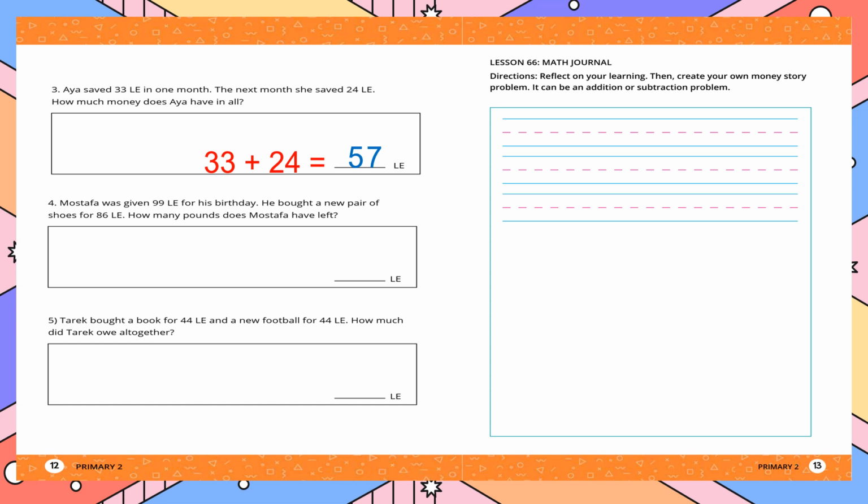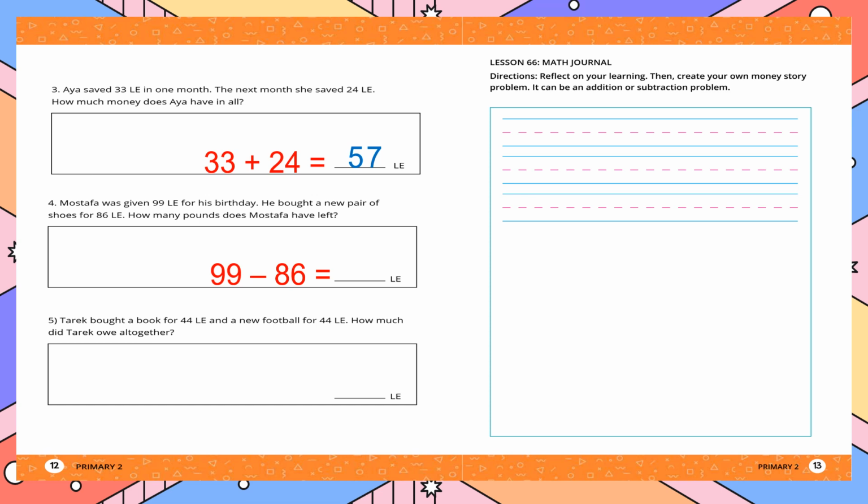Next one. Mustafa was given 99 LE for his birthday. He bought a new pair of shoes for 86 LE. How many pounds does Mustafa have left? Left is a keyword for subtraction. So 99 minus 86.